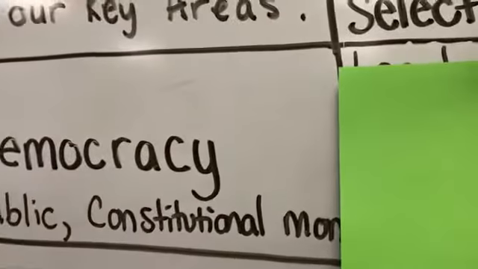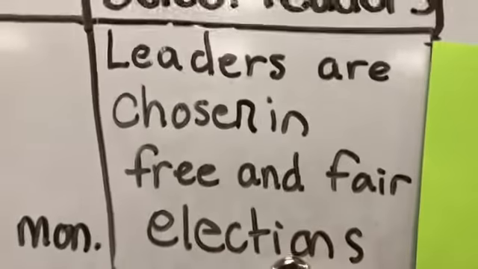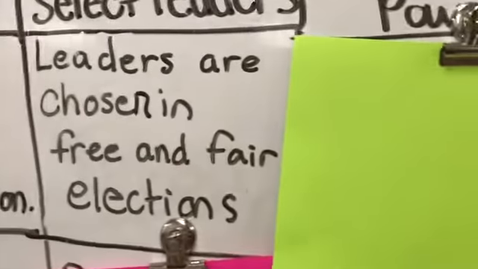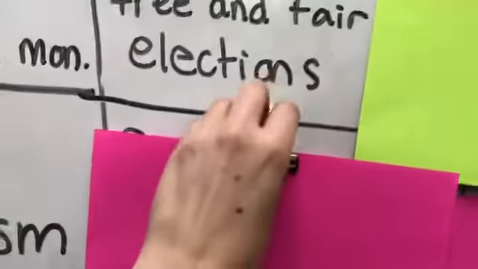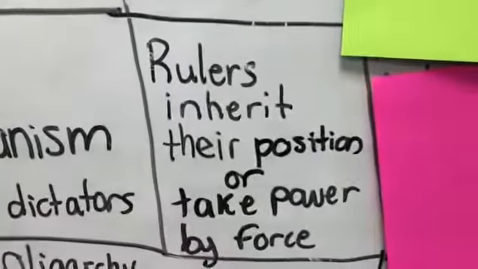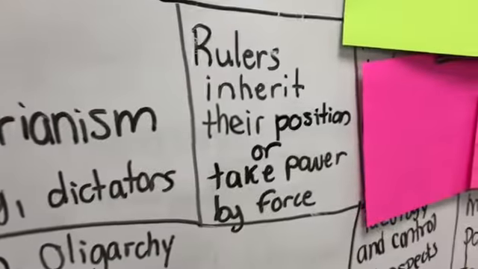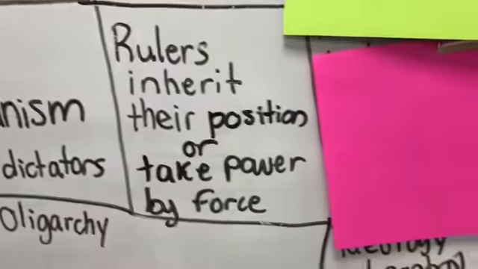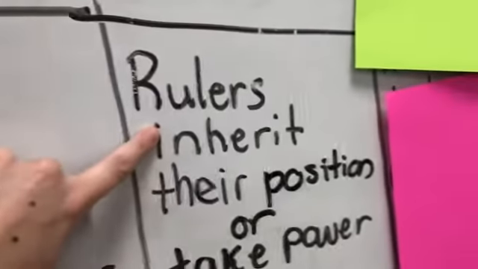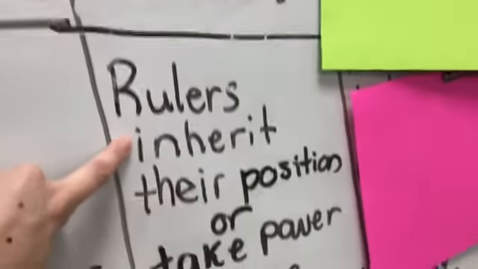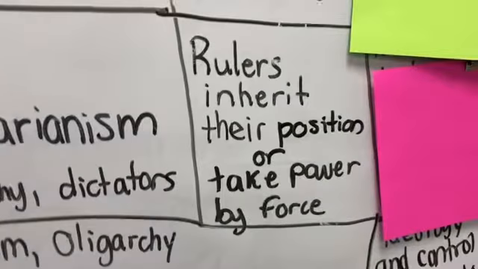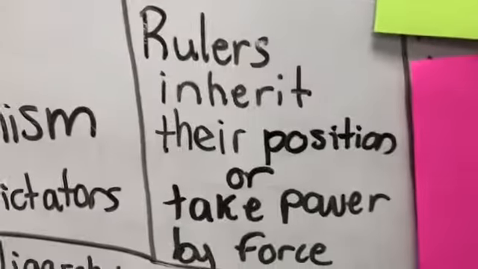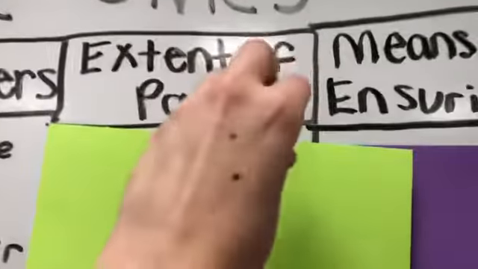Well, in a democracy, leaders are chosen in free and fair elections. That usually means that people get to vote. In an authoritarian government, the rulers usually inherit their position or they take power by force. Inherit means they pass it down from maybe a father to a son, kind of like how the kings of the past used to do, or maybe in North Korea, how that dictator passed the power down to his son.